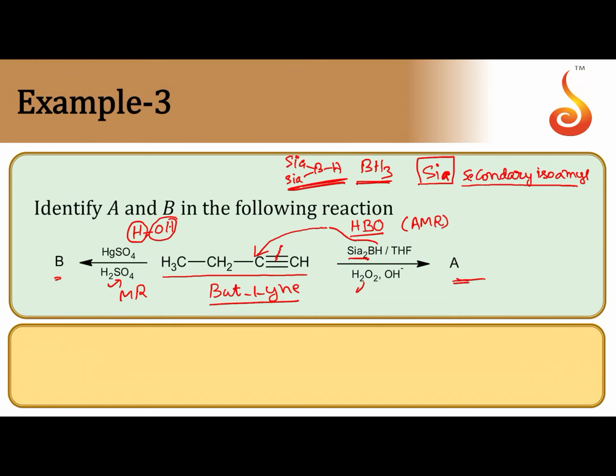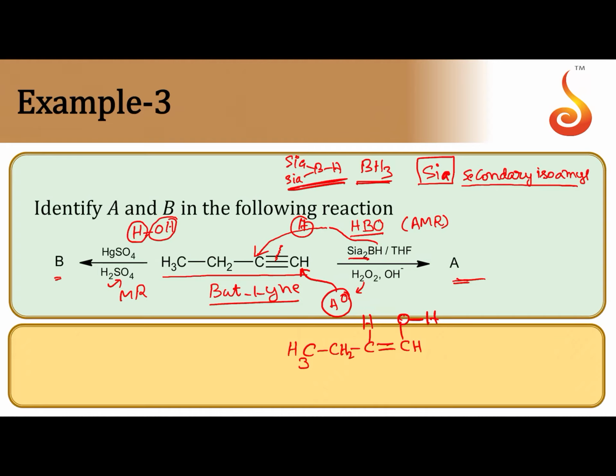Then H2O2 supplies OH. That OH group migrates to the triply bonded carbon with the greater number of hydrogens. Then we can get the enol form CH3, CH2, CH double bond CHOH.